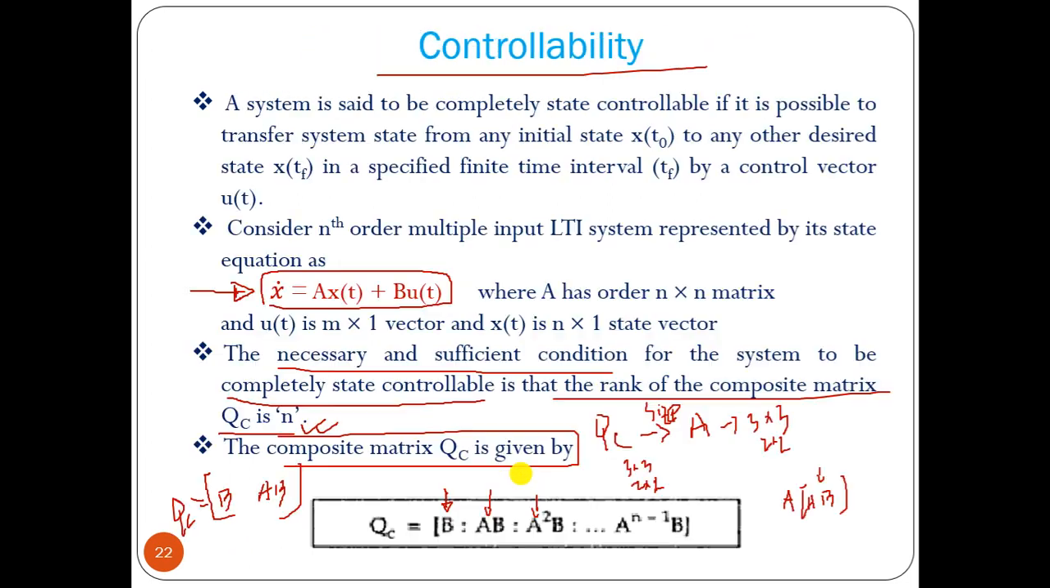Then we have to find the determinant of Qc. If the determinant of Qc equals 0, then the system is uncontrollable. If the determinant of Qc is not equal to 0, then it is controllable. That is the logic that you have to remember. So controllability we can find out using the A and B matrices only.